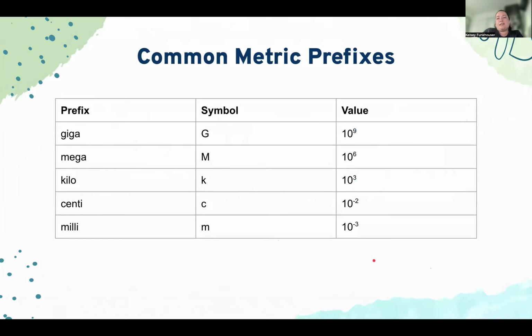So let's use meters as our base here. A gigameter is 10 to the 9 meters. A megameter is 10 to the 6 meters. A kilometer is 10 to the 3 meters. A centimeter is 10 to the negative 2 meters. And a millimeter is 10 to the negative 3 meters.